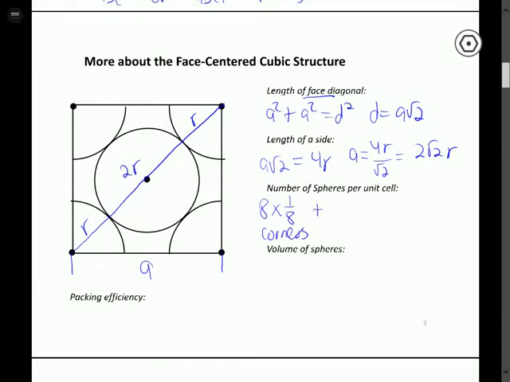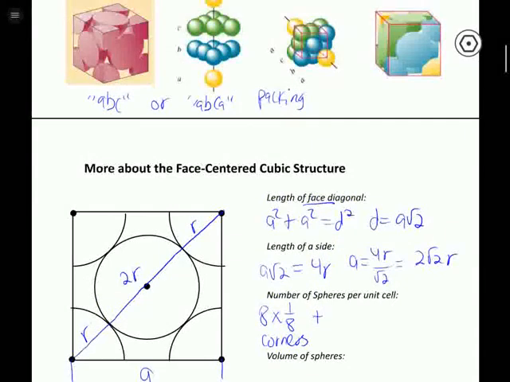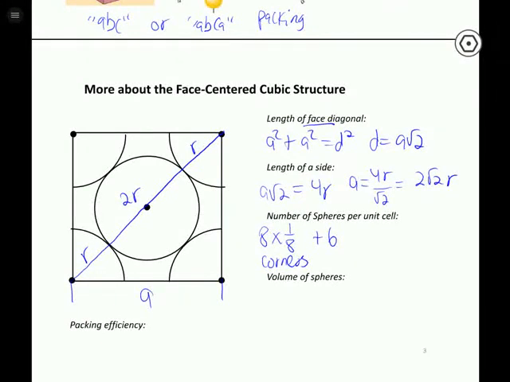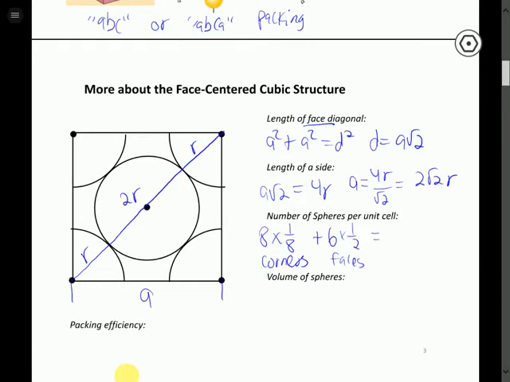And then on the faces, the cube has 6 faces: 1, 2, 3, 4 are on the side, and then the 2 on the top and bottom. Each of those has an atom in it. And remember, a face is shared between 2 cubes. When you stack the cubes right next to each other, they come together face to face, so any atom on the face counts as half of an atom. We talked about that last time. So these are the faces, which means in total there are 4 atoms per unit cell in the face-centered cubic structure.